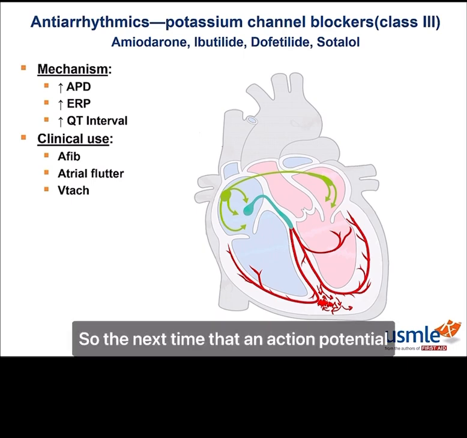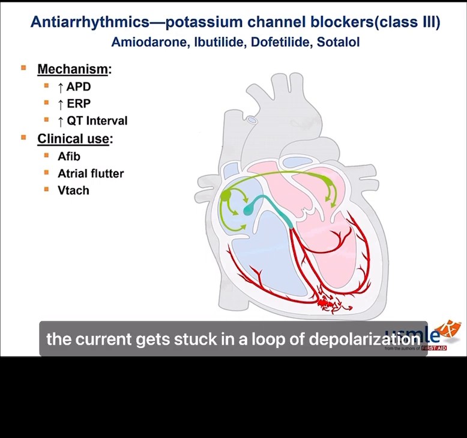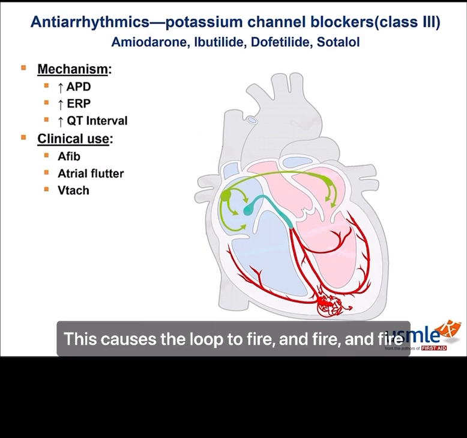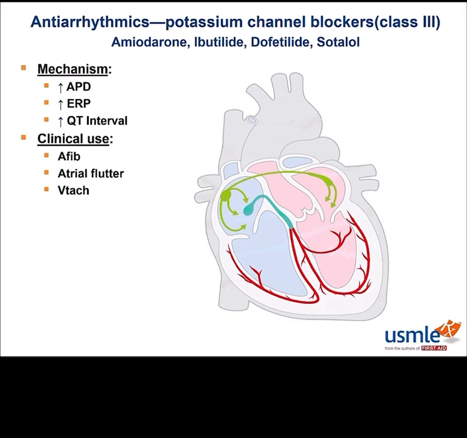So the next time that an action potential comes down and around, it can only move around the obstruction in one direction. And since the refractory periods may not be as long, the current gets stuck in a loop of depolarization called a re-entry circuit. This causes the loop to fire and fire and fire rapidly and repeatedly and cause a tachycardia.